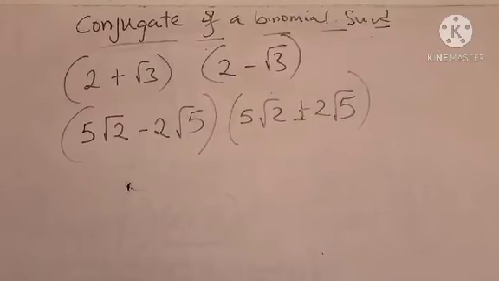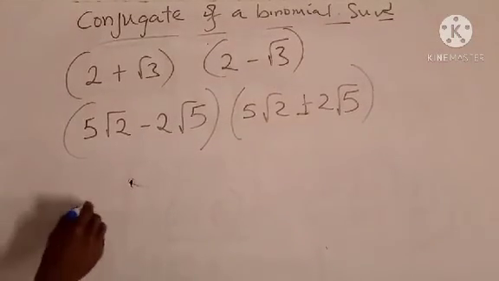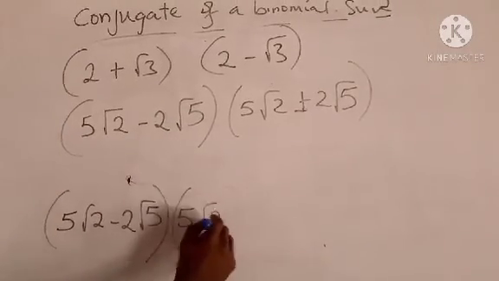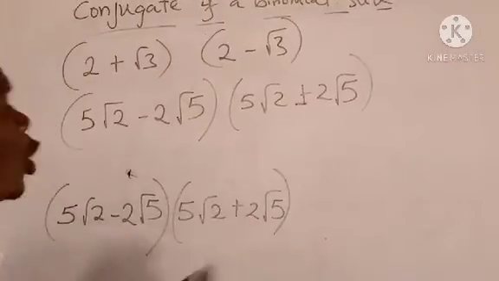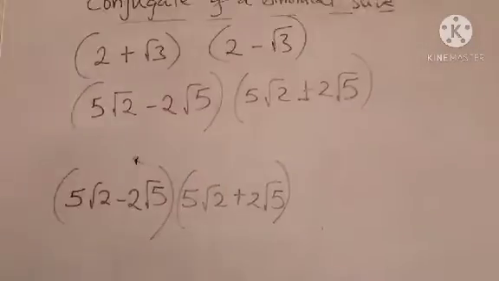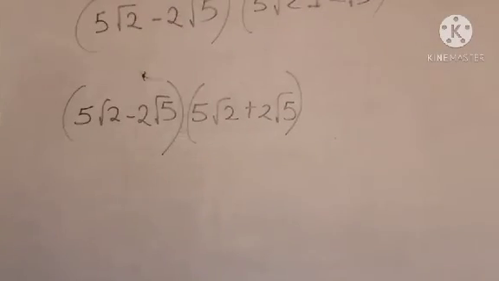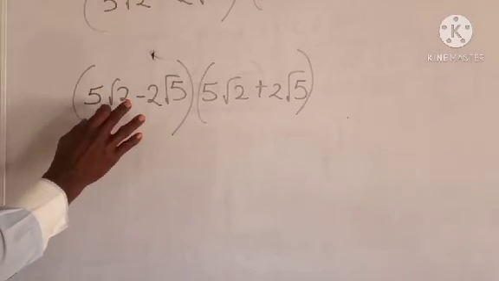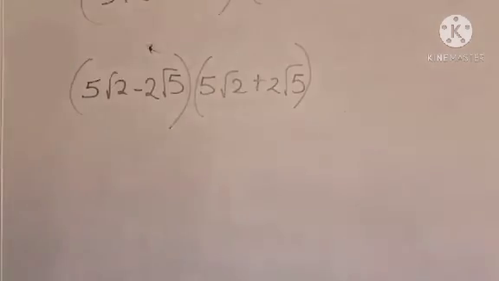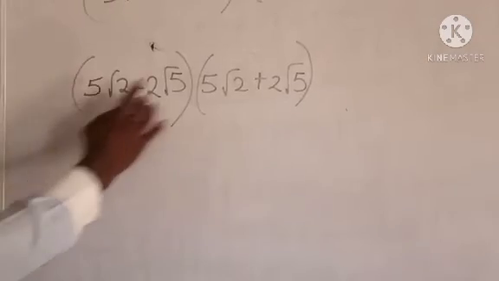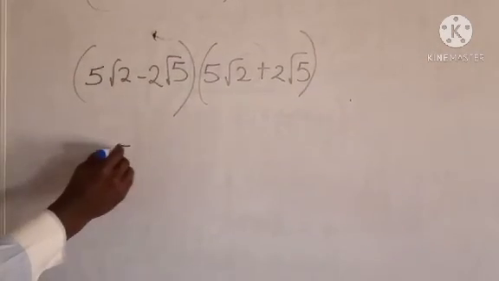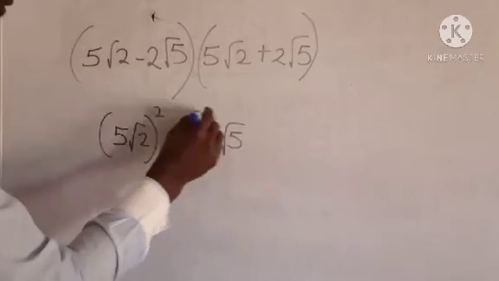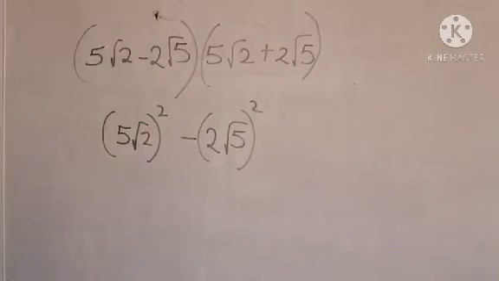If you're asked to multiply conjugate surds like 5 root 2 minus 2 root 5 multiplying 5 root 2 plus 2 root 5, you no longer employ the usual concept of multiplication involving brackets. Instead, you employ the concept of difference of two squares. Why are we employing the difference of two squares here? Because both surds are conjugates. Having confirmed that both surds are conjugate, all you need to do is 5 root 2 all squared minus 2 root 5 all squared. Why can we go straight?